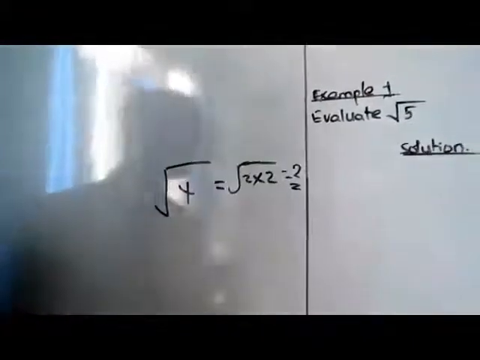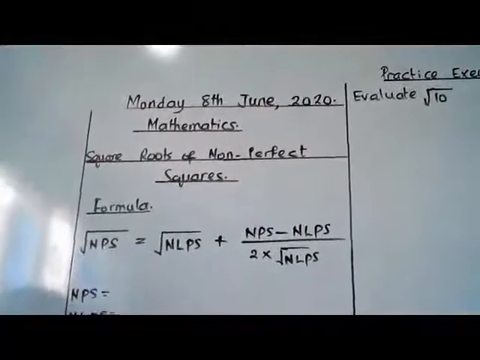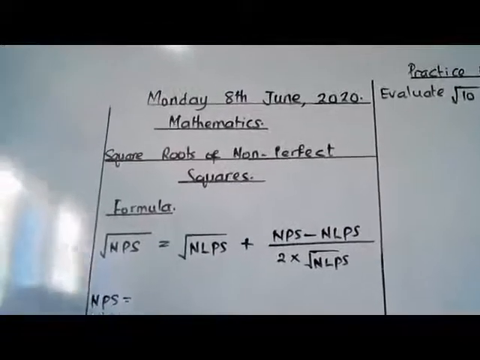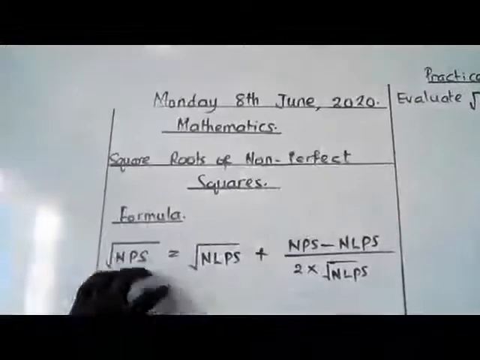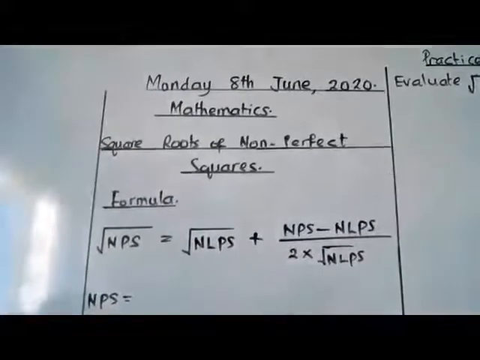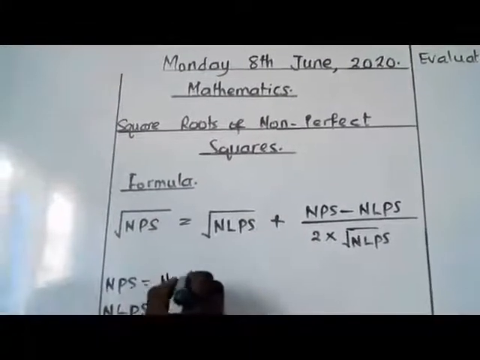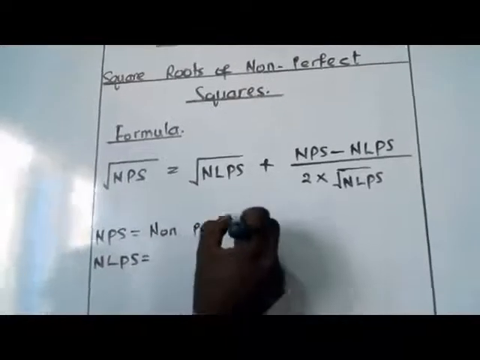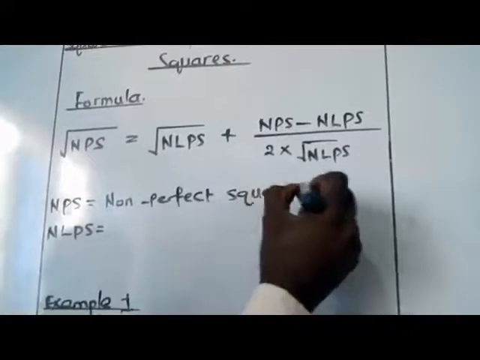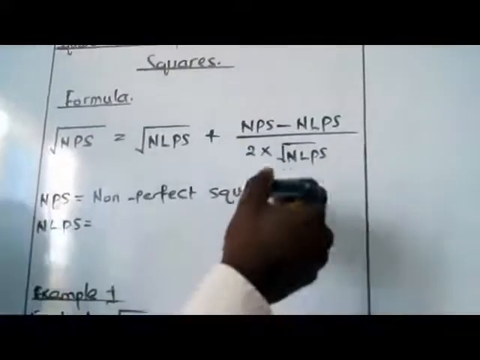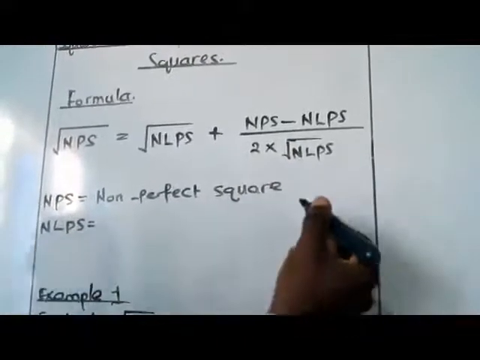But this time around, we are looking at non-perfect square. We are looking at numbers that are not perfect square, that you cannot easily get their square roots. The square root will not give you a whole number or an integer. Now I have so many acronyms here that I want to explain what they stand for. Now NPS here means non-perfect square. This refers to numbers like 5, 6, 3, numbers whose square root will not give us a whole number.